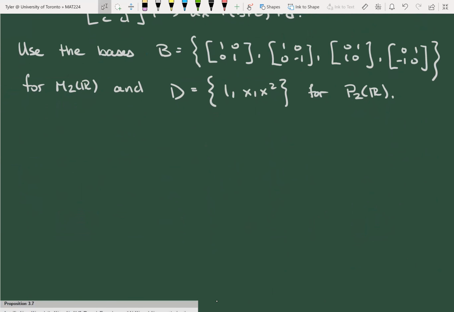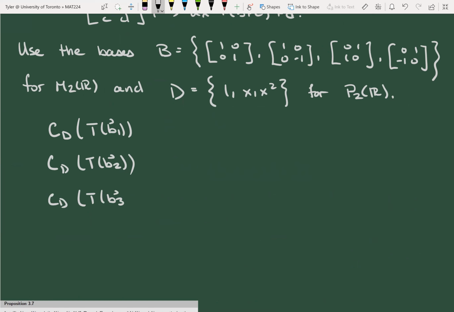Okay, so in order to compute this thing, what does the definition say? It says that we need to compute CD T B1, CD T B2, right? These are going to be the columns of our matrix, CD T B3, and CD T B4. I hope I left myself enough space to actually do the problems. We need to compute these four entries, right?